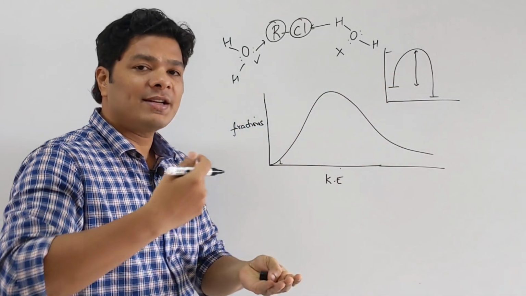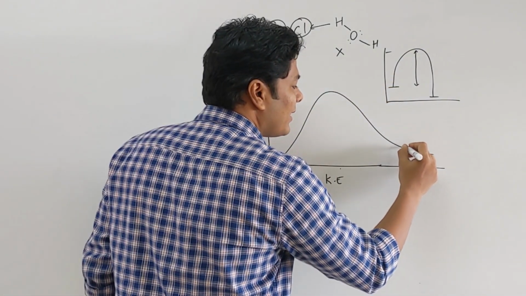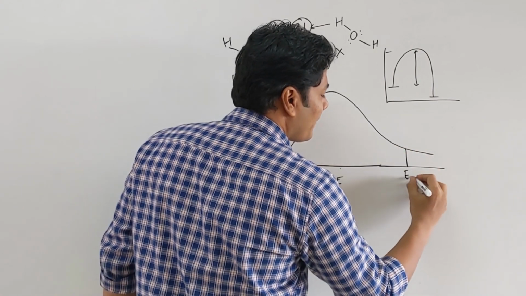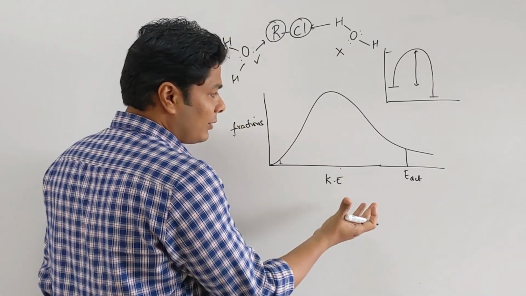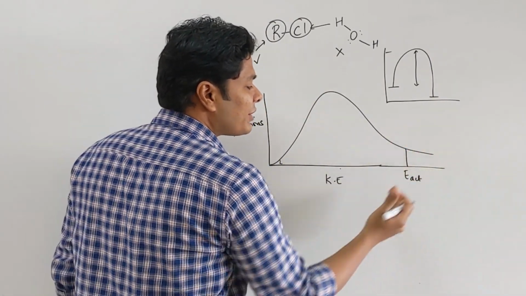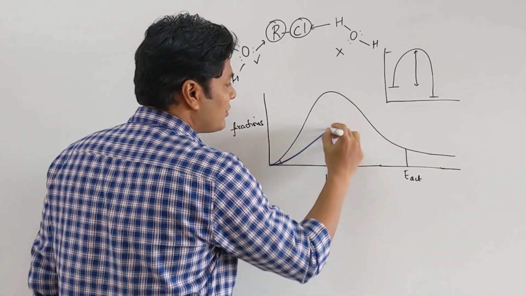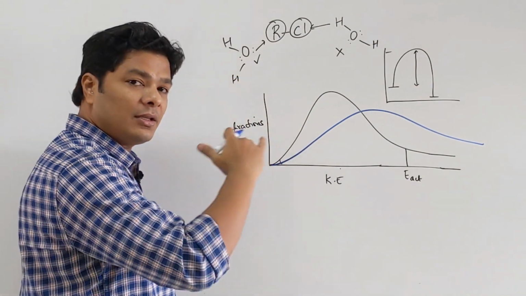So you need to gain a certain amount of energy. So how much of these molecules cross that activation energy barrier? You can say, for example, somewhere here, E activation. So there are molecules, but most of them don't cross the activation energy barrier. When I increase the temperature, the graph changes into something like this. What we have done is basically flatten the curve.